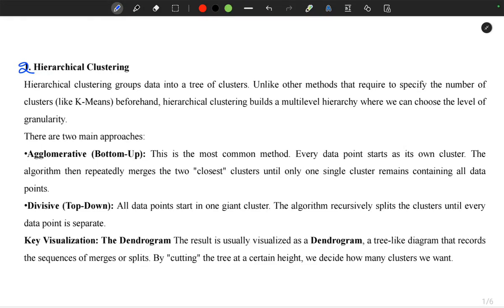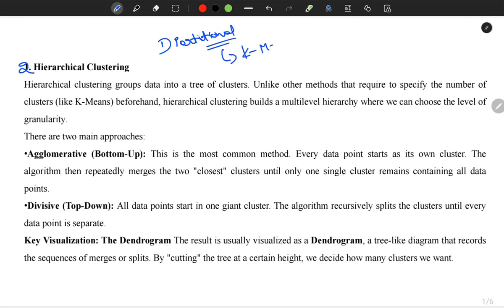This video is about the other two types of clustering techniques, that is basically hierarchical clustering and density-based clustering. The first type is partitional clustering. K-means clustering comes under partitional clustering. So what is hierarchical clustering?